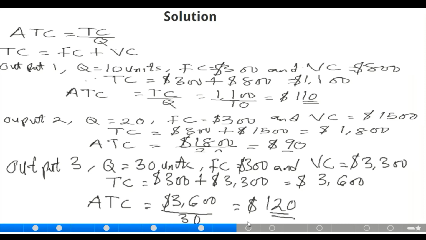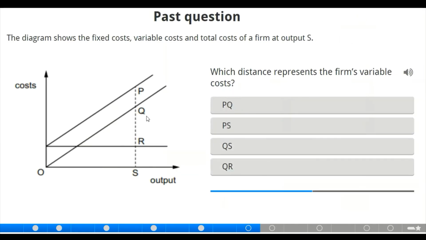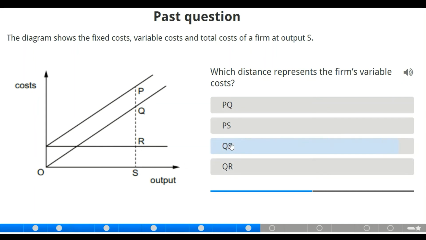Moving to the next slide, we have done the calculation. Now we also have one past question here. The diagram shows the fixed cost, variable cost, and total cost of a firm at output Q. Which distance represents the firm's variable cost? We have PQ, of course, this is the total cost of a firm. We have PS, which is also the total cost. We have QS, of course, this should be our answer, and we have QR also. Here we have the firm's variable cost to output, that is QS.